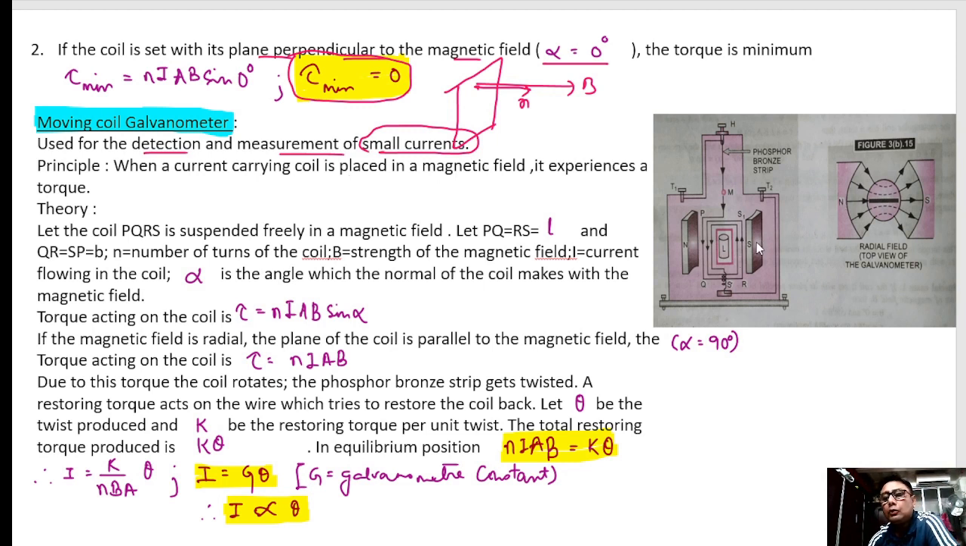So here we see there are two magnets, North Pole and South Pole. Clear? We have placed a rectangular coil PQRS suspended by a phosphor bronze strip, through which we will send the current I. Current will be sent like this. So when the current passes through this, as we already studied previously, whenever current is flowing through a coil placed in a magnetic field, there will be a torque acting on it, which will rotate it. Clear?